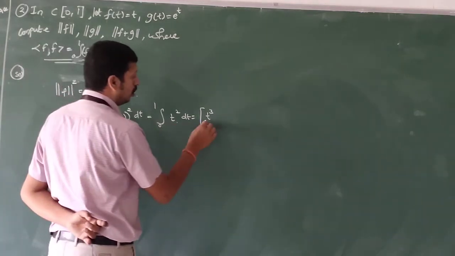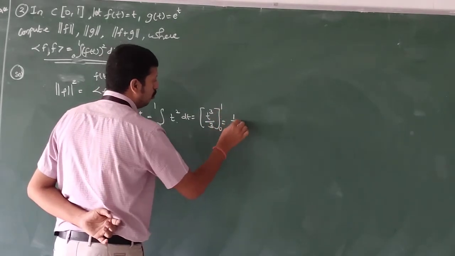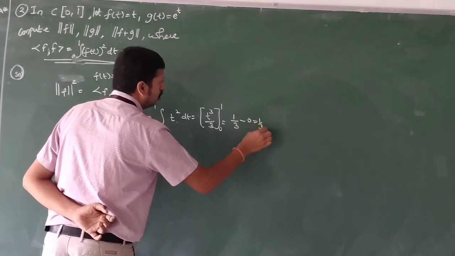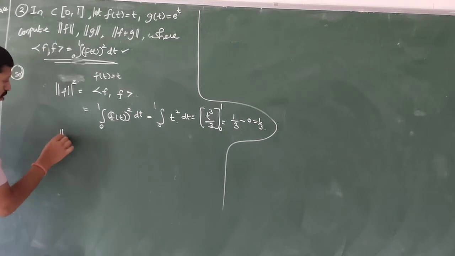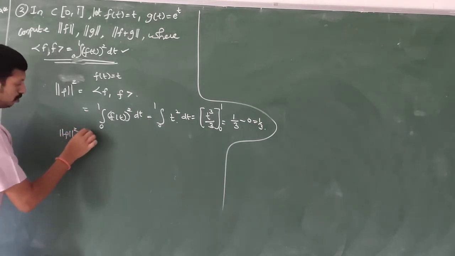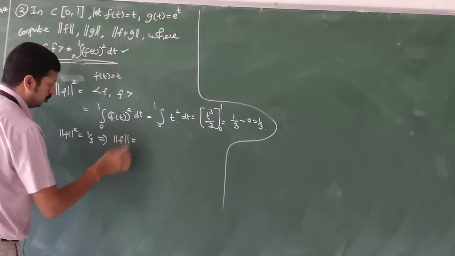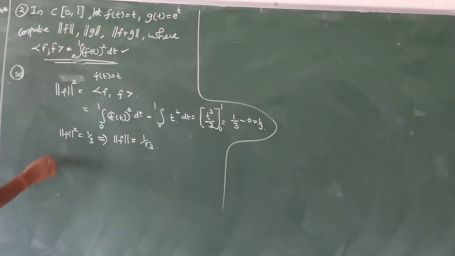Okay. So t cube by 3, we have to substitute the limit points for this one and we will get 1 by 3 minus 0 equal to 1 by 3. So this is one part, right. So therefore norm f square equal to 1 by 3 implies norm f equal to 1 by root 3. Okay. Then you have to find norm g.